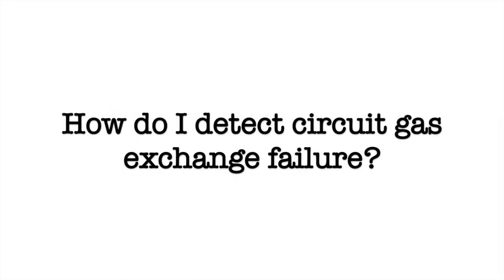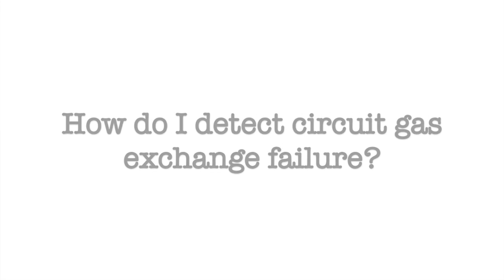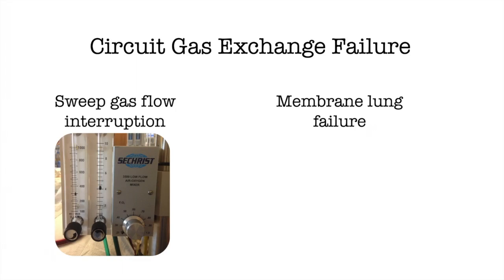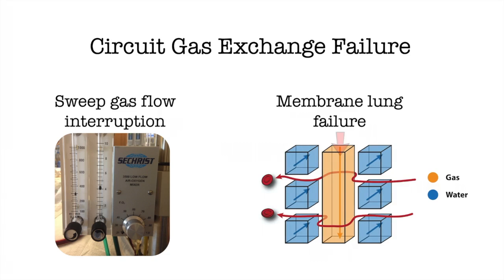How do I detect circuit gas exchange failure? There are two types of failure: sweep gas flow interruption and membrane lung failure. Sweep gas flow interruption, such as disconnection of the tubing or an empty oxygen tank, means the membrane lung is apneic and you are essentially off ECMO support. Membrane lung failure can be due to gas phase failure in the lumens of the microtubules or blood phase failure where clot and fibrin build up on the microtubules, both inhibiting gas exchange.